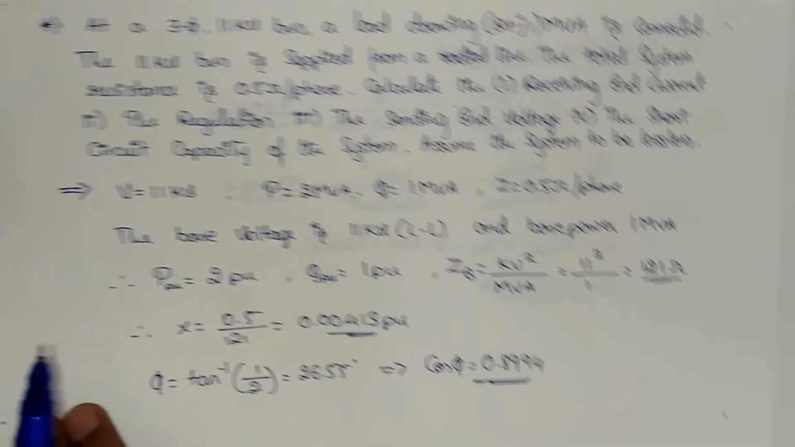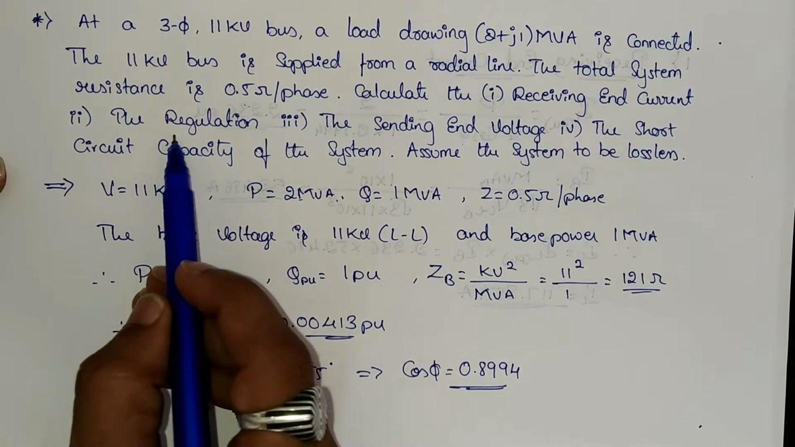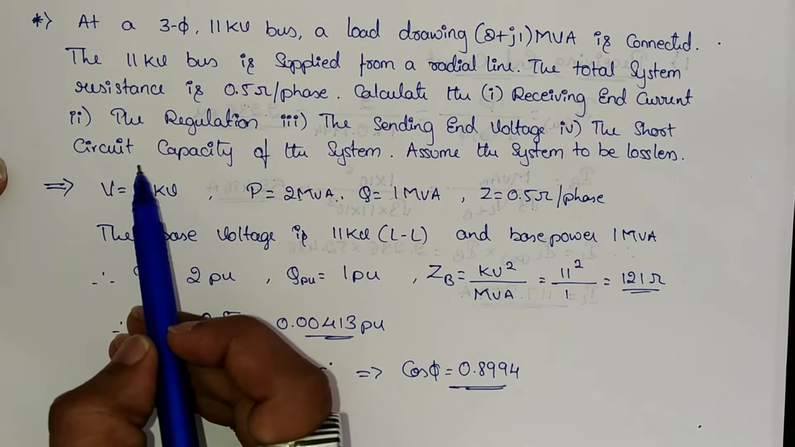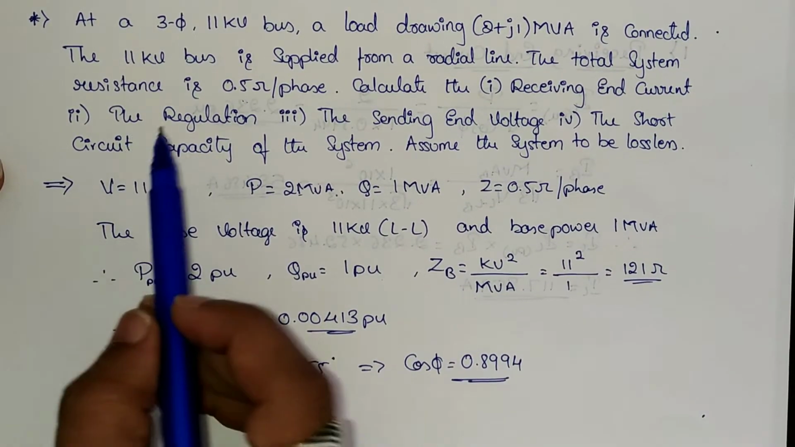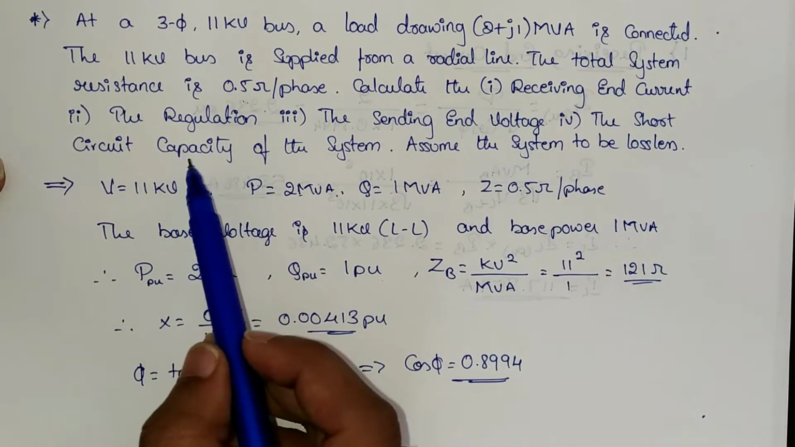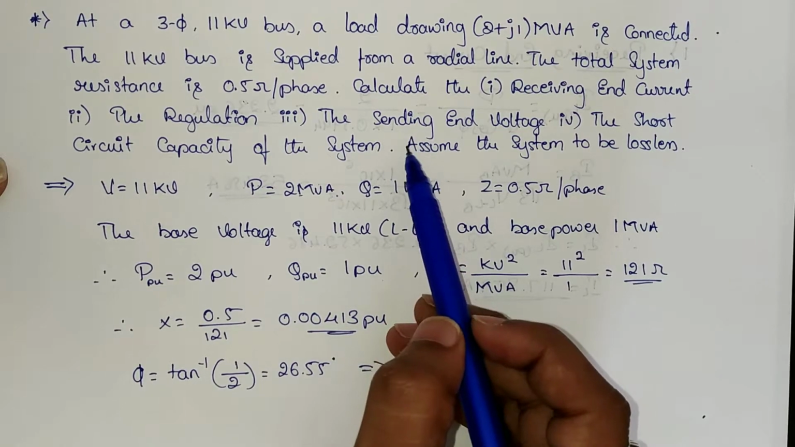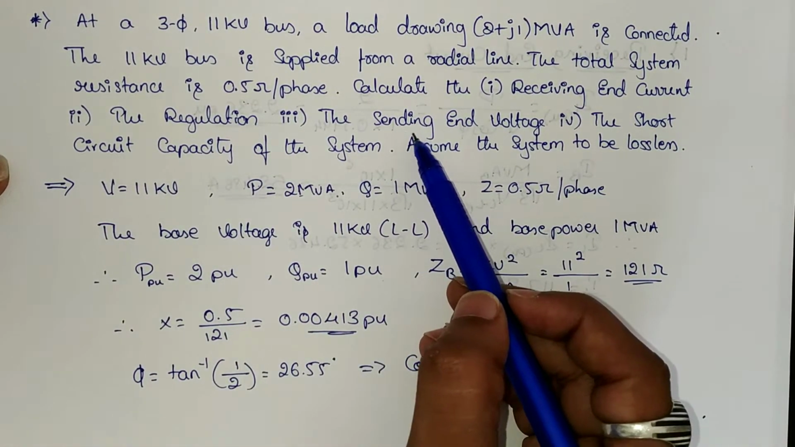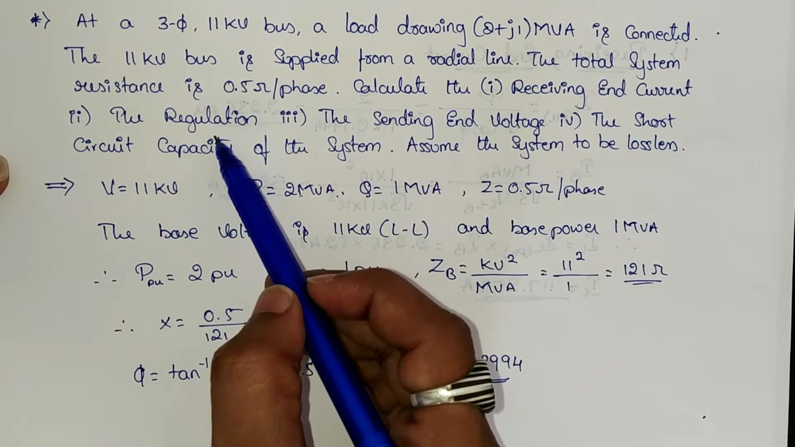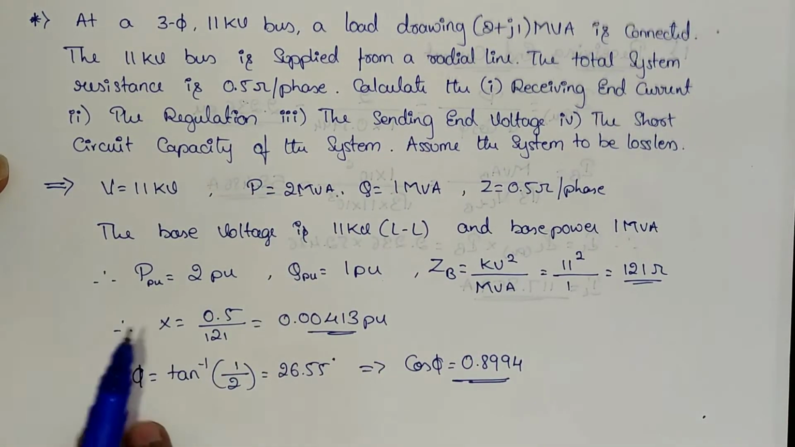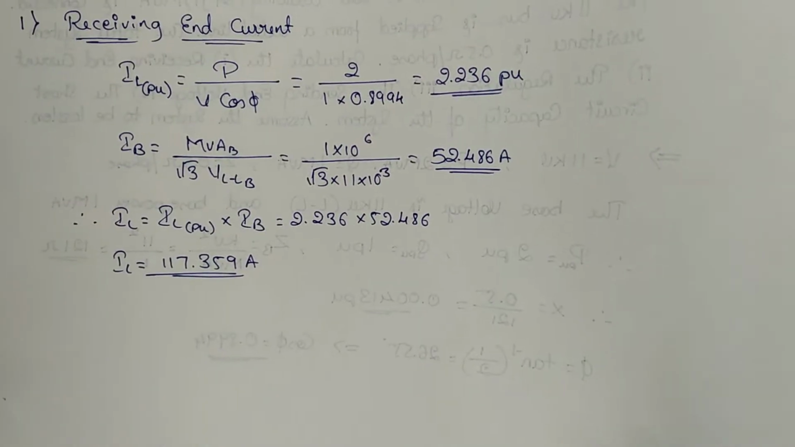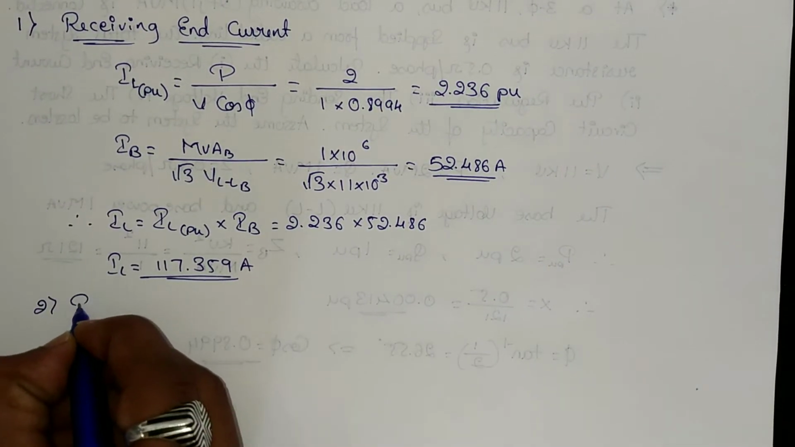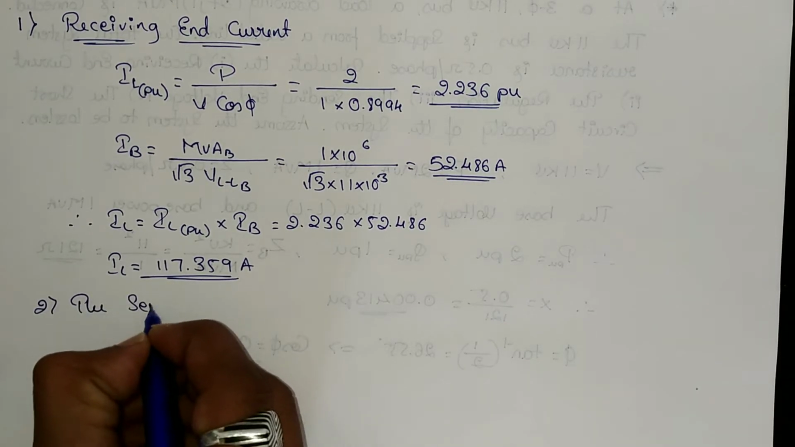Secondly, we are going to calculate the regulation. To calculate the regulation, we need a sending end voltage and a receiving end voltage. Okay, but the sending end voltage is unknown. We need to find that to calculate the regulation. So let us calculate first the sending end voltage, then we can come back to the voltage regulation. So now we are going to identify secondly the sending end voltage.